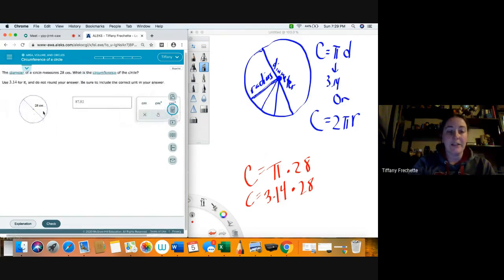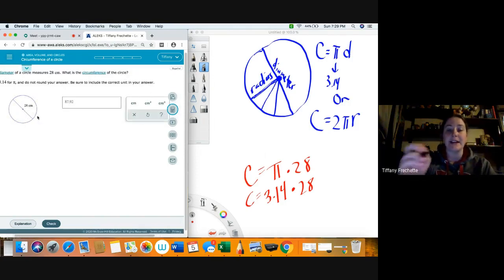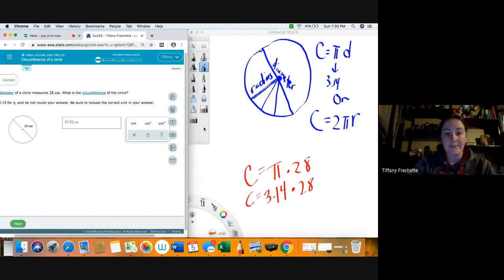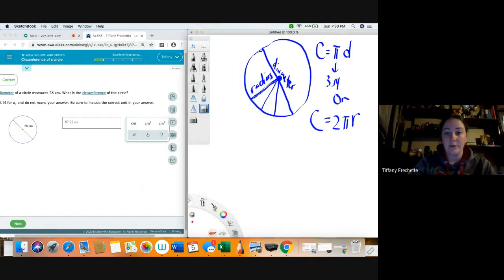And then we have centimeters. Because this is just the length, like I said, if we could take the circle and cut it and lay it flat as a line, unravel it, it would just be the length of a line. So length is still just centimeters. We wouldn't put centimeters squared, because that means area, and cubed means volume. So we just want centimeters. We're going to check that. Yay. All right, we have 2 more of these.